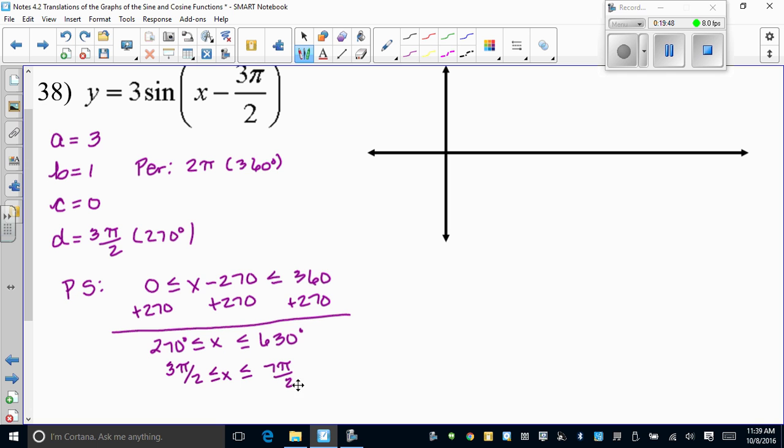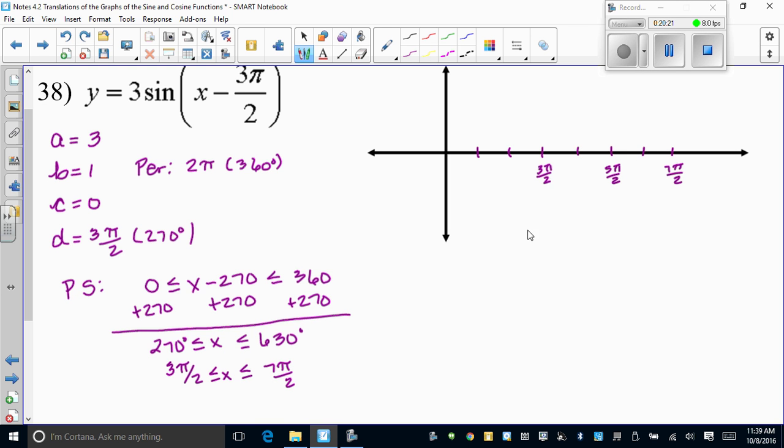Okay, so we have all of our values. We're ready to set it up, but because we have to start at 3 pi over 2, we're going to make intervals of pi over 2. So pi over 2, 2 pi over 2, 3 pi over 2, which is my starting point, 4 pi over 2, 5 pi over 2, 6 pi over 2, 7 pi over 2. And without even trying, I got my midpoint and my quarter points.